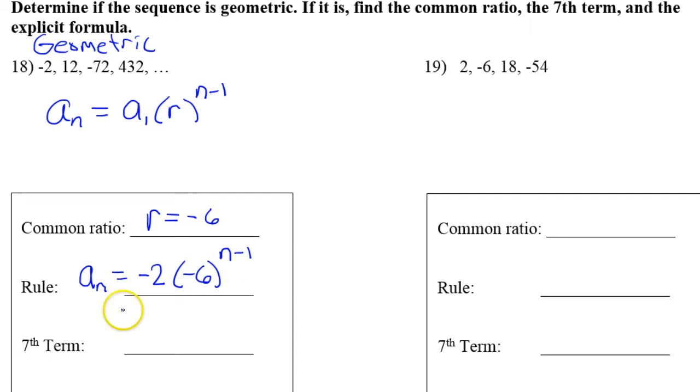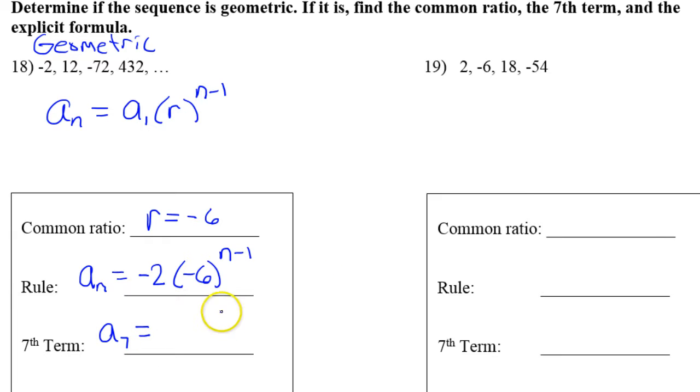Do not plug in 7. Leave it as n, because it's a formula. We don't just want to find the 7th term. We want a rule for any term: 7th term, 10th term, 100th term. Now, we are supposed to find the 7th term. So the 7th term would be written as A7. So we'll go ahead and put that.